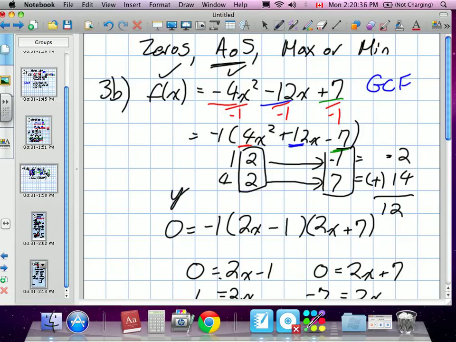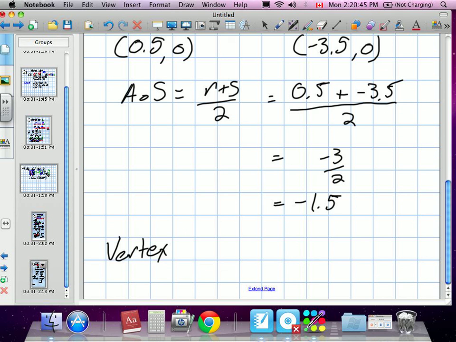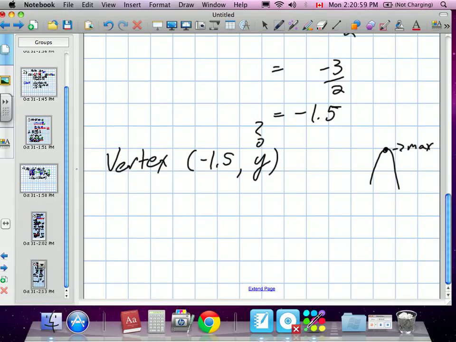Finally, we have to figure out if this is a max or a min. Now, because a is negative, we know we're going to have a parabola that faces downwards, which means we're going to have some max value. We have to figure out what it is. We know the x value of the vertex is negative 1.5. We need to solve for the y value. So this time I'll plug it into the standard form, just so you can see the difference. F at x is equal to negative 4 times negative 1.5 squared minus 12 times negative 1.5 plus 7.